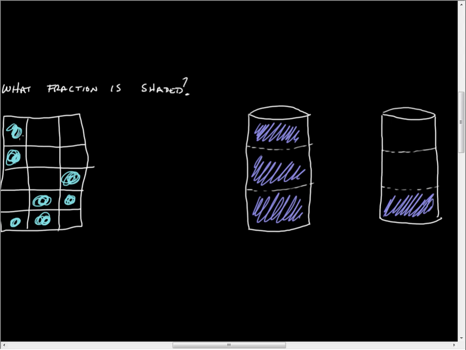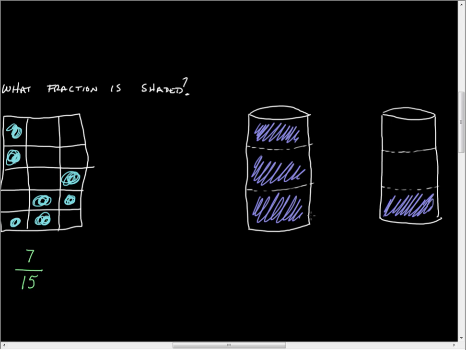So the number of parts that are shaded: 1, 2, 3, 4, 5, 6, 7. In this set of blocks here, 7 of the blocks are shaded, and so that gives us 7 blocks. Now, the number of blocks in the whole thing: 1, 2, 3, 4, 5, 6, 7, 8, 9, 10, 11, 12, 13, 14, 15. There are 15 little blocks in the whole thing, 15 pieces in the whole. And so the amount that's shaded is 7/15.